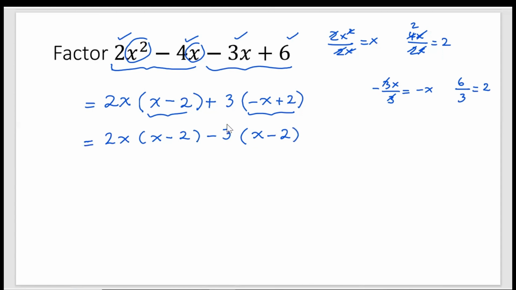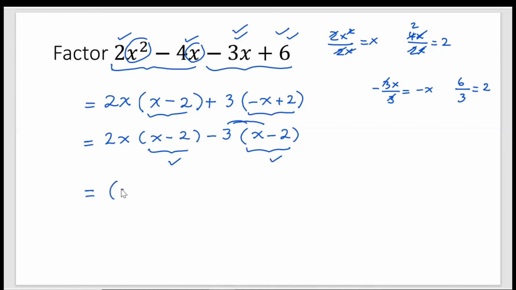And realize that when you multiply out, you will have negative 3x and positive 6. Negative 3 times negative 2 is positive 6. So this is a correct way of factoring it. And now we have the two binomials equal.